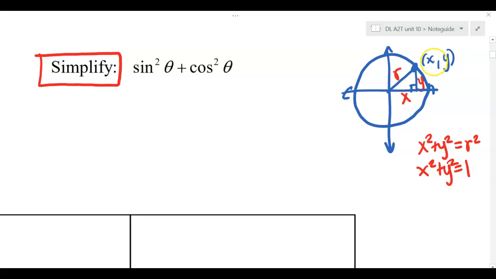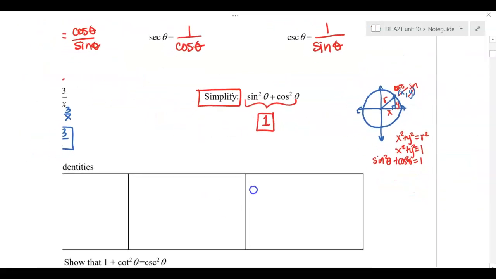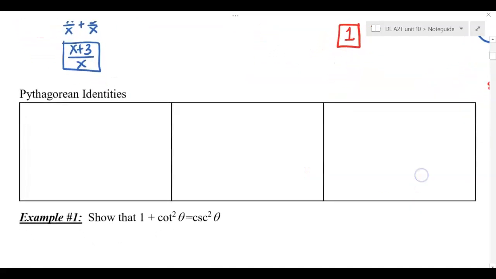But in the unit circle, x can be replaced with cosine and y can be replaced with sine of the angle that's there. So this means that we could rewrite this statement as sine squared theta plus cosine squared theta equals 1. And that means that this statement right here can actually be simplified to be 1. So this brings us to our first identity that's super handy for us to use. And that is basically the identity that came straight from that Pythagorean theorem.